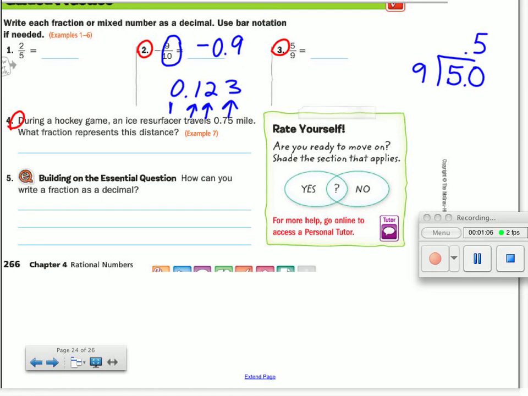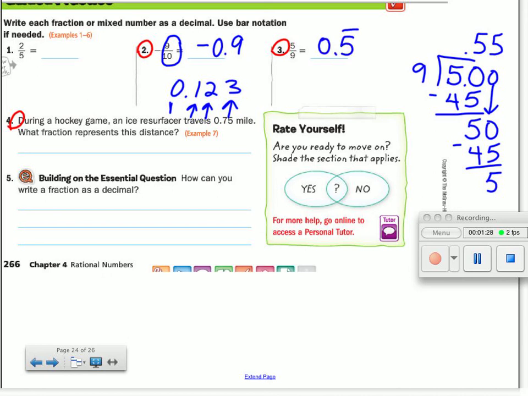So 5 times 9 is 45. Subtract, I get a 5. Add on a 0, drop it down. Can 9 go into 50? Yeah. How many times? 5 times. So 5 times 9 is 45. Subtract, I get a 5. Oh, well, what's happening here? It's repeating. So I'd like you to use bar notation and rewrite this as 0.5 with the 5 repeating.